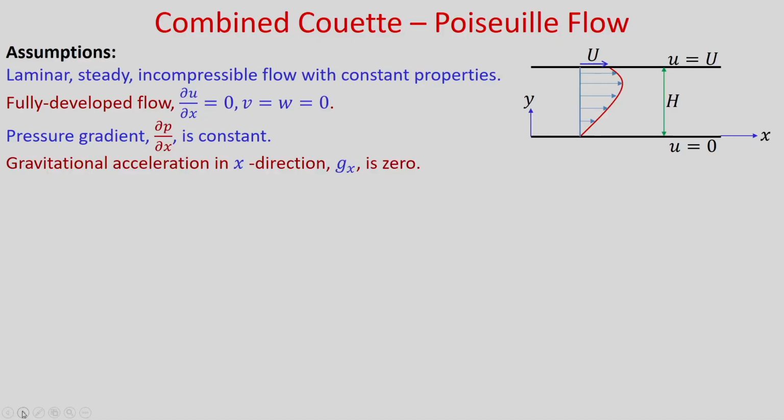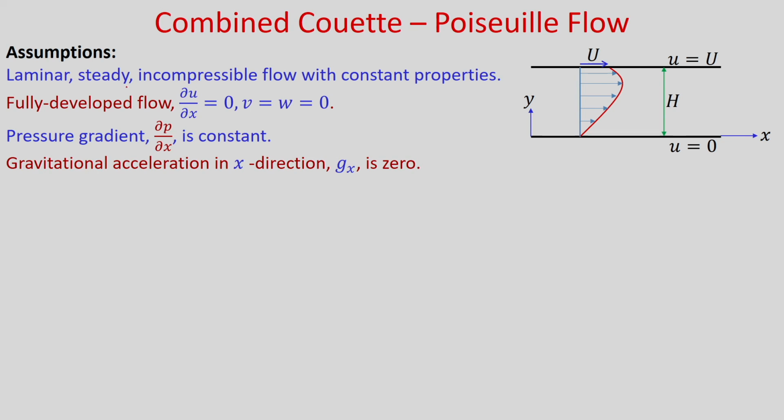combined Couette and Poiseuille flow, where we will consider flow inside two infinite parallel plates, where the lower plate is stationary and the upper plate is moving with a constant velocity U, and also we have an imposed pressure gradient. So, you can see in this case the flow will be due to shear, where the upper plate is moving, as well as due to the imposed pressure gradient. The following assumptions we will take while solving this combined Couette and Poiseuille flow.